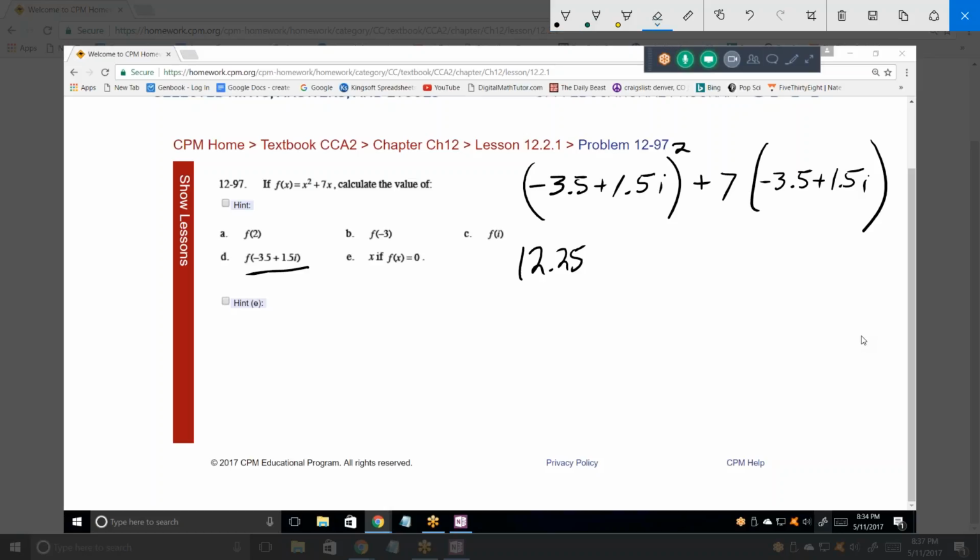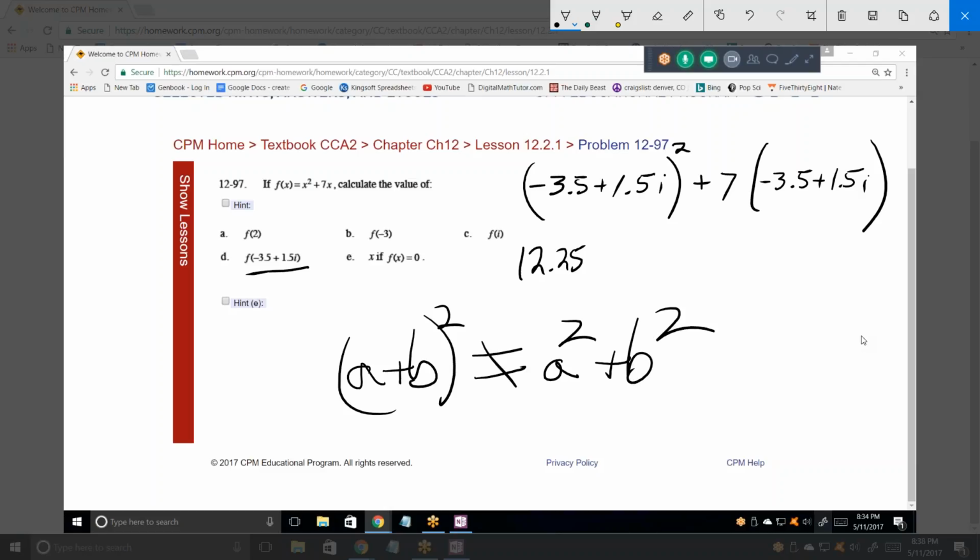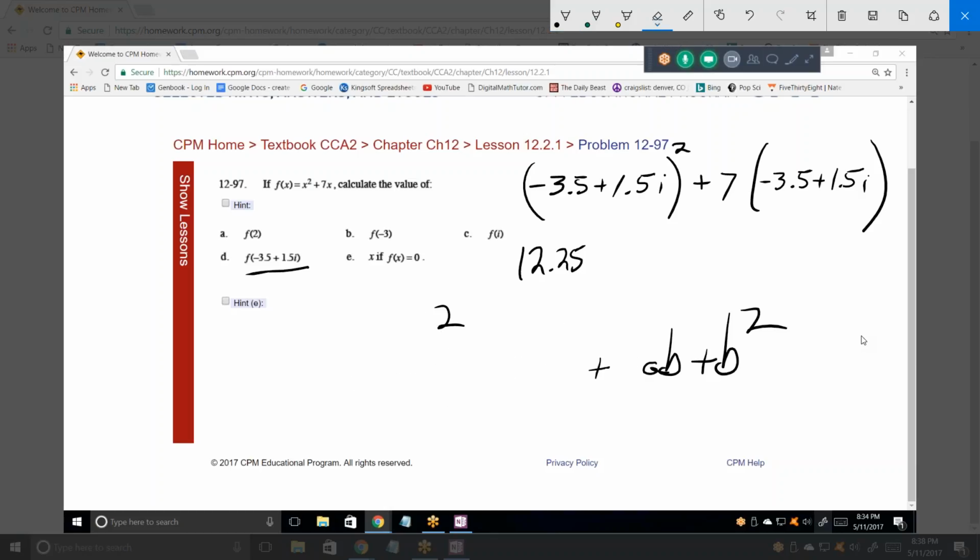Actually, the next term, no, there's two middle terms here. In other words, I've got to FOIL this. I'm not just squaring this term and squaring that term. If I have a plus b squared, that is not equal to a squared plus b squared, like everybody tries to make it. It's equal to a squared plus 2ab plus b squared. There's always two middle terms because you're FOILing that. No different with this. What's my first middle term? Negative 3.5 times 1.5i.